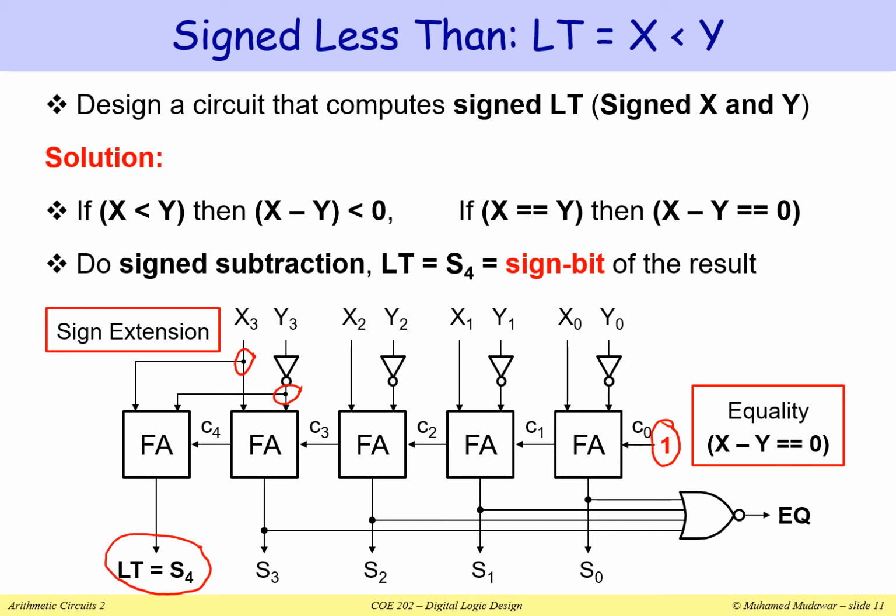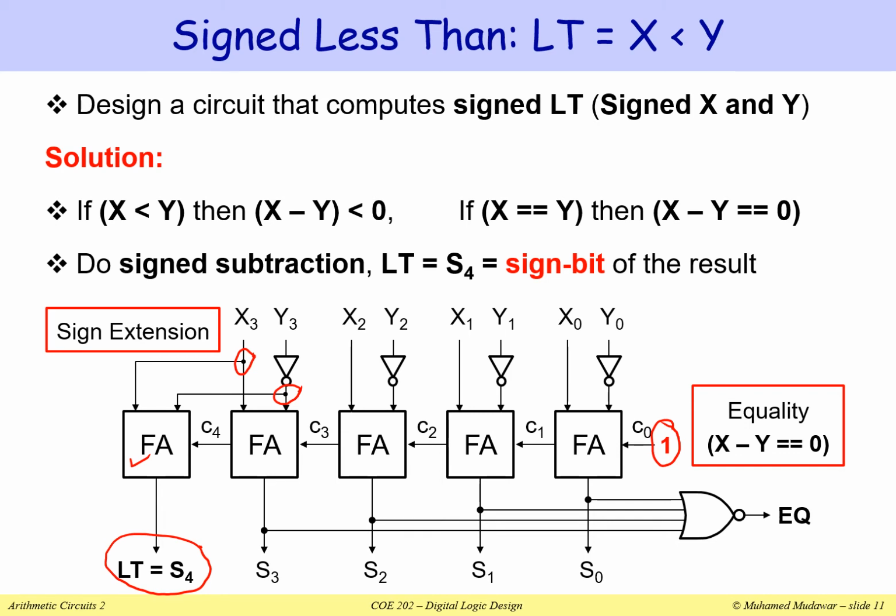So the difference between this circuit and the previous one that we have seen in the previous slide is that we have to use sign extension, and we need an extra full adder here to compute the most significant bit S4, that will be the true sign of x minus y.